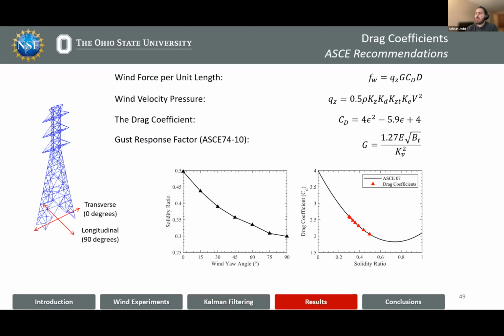So looking at the results of this study, as mentioned before, ASCE provides suggestions for drag coefficients in terms of the solidity ratio. For the tested tower, these values are illustrated in this slide. And throughout this presentation, we will compare the estimated values with the ASCE suggested values.